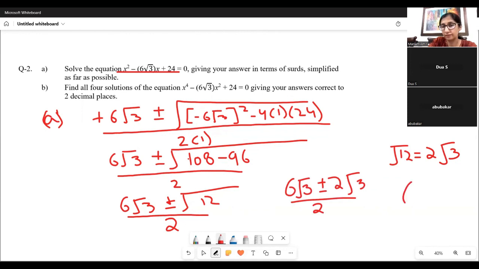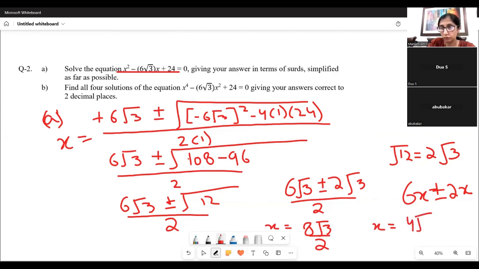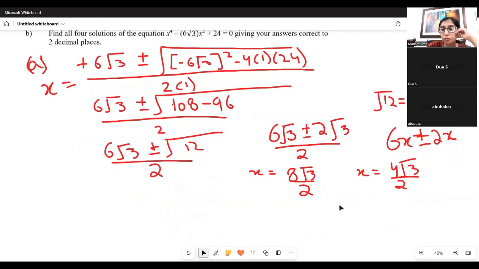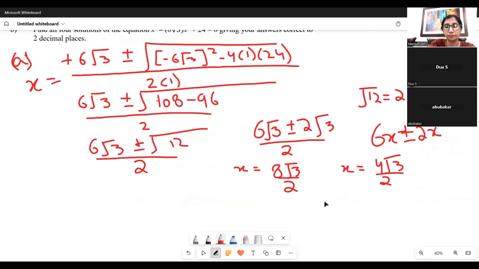Now this is just like 6x plus minus 2x. So one answer would be 8x and the other answer will be 4x. So I'm writing 8 square root of 3 divided by 2. Should have written x equals. Okay, so one answer of x is this and the other answer of x is 4 square root of 3 upon 2. So the final most simplified answer is going to be 4 square root of 3 and 2 square root of 3.